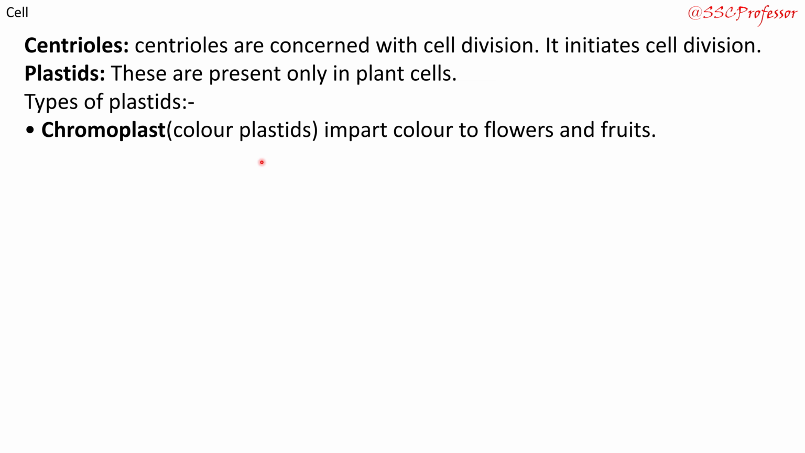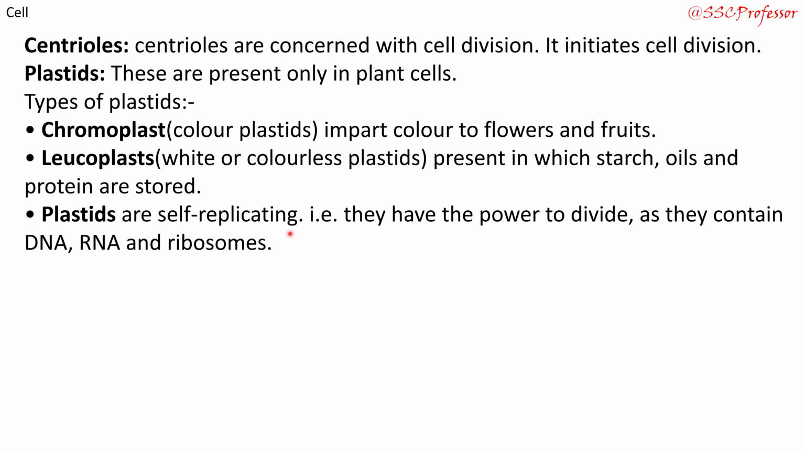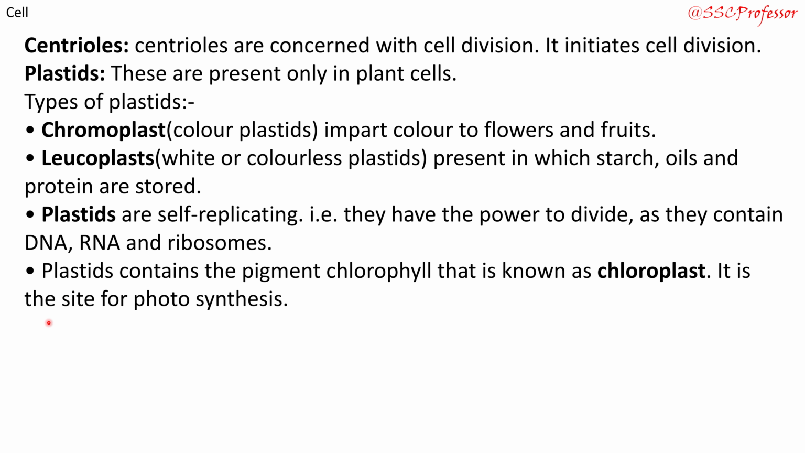Plastids. They are present only in plant cells. Types of plastids. Chromoplast, color plastids, impart color to flowers and fruits. Leucoplast, white or colorless plastids, in which starch, oils and proteins are stored. Plastids are self-replicating, that is, they have the power to divide as they contain DNA, RNA and ribosomes. Plastids containing the pigment chlorophyll are known as chloroplasts. It is the site for photosynthesis.